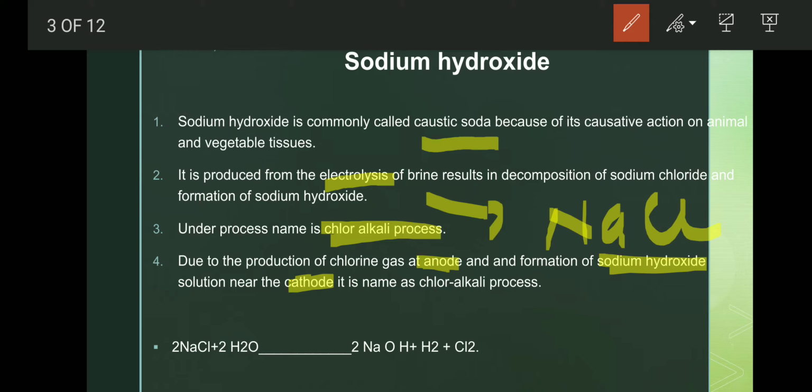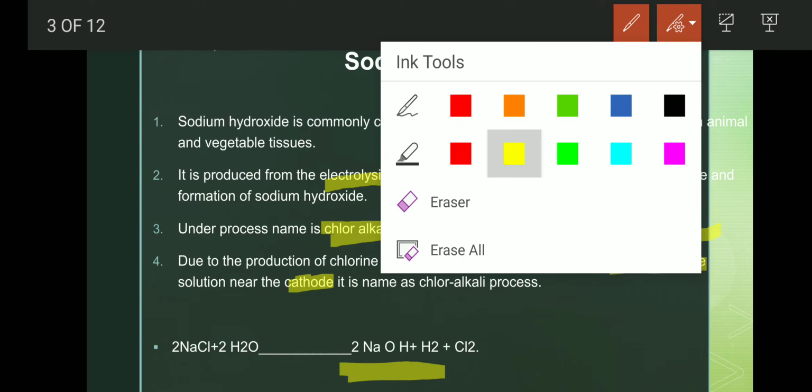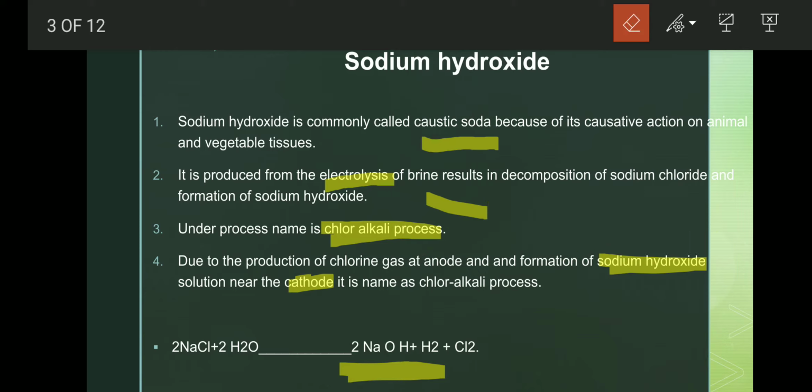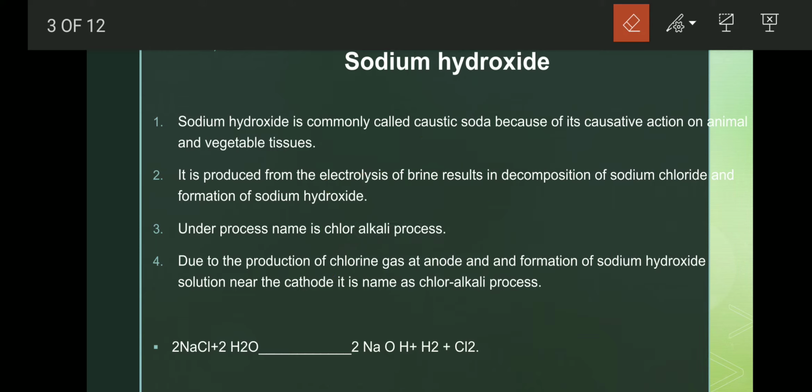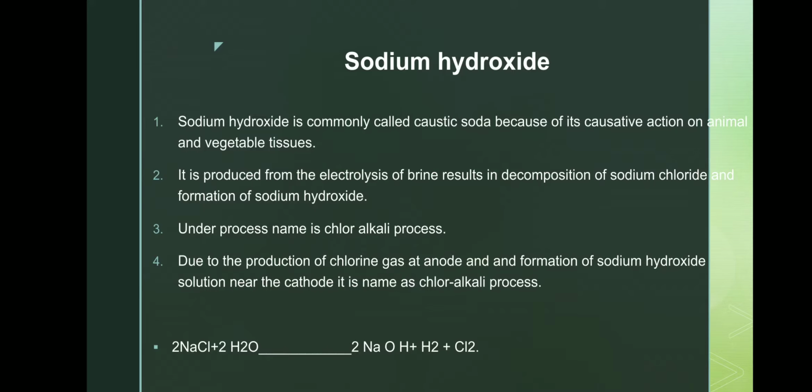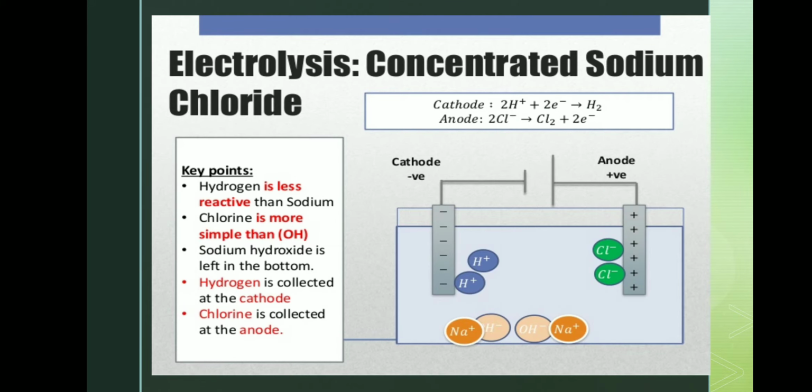NaCl plus 2H2O, and what do we pass? We pass the electricity. Then what do we get? Caustic soda, NaOH, hydrogen gas is also evolved, and chlorine gas is also evolved, right? So this is all about how we get the sodium hydroxide. Fine. The next one is, what are the uses of it, right? So the uses of sodium hydroxide, there are so many uses. Before that, you can see how the electrolysis of this sodium chloride takes place.